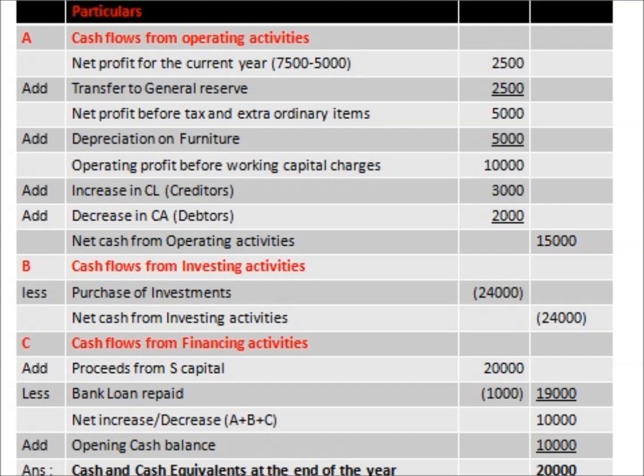Once you know these basics, then you can go to the next and the more difficult ones.